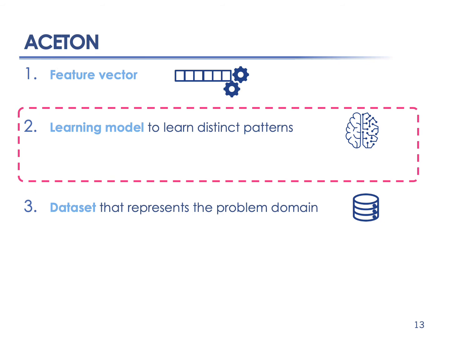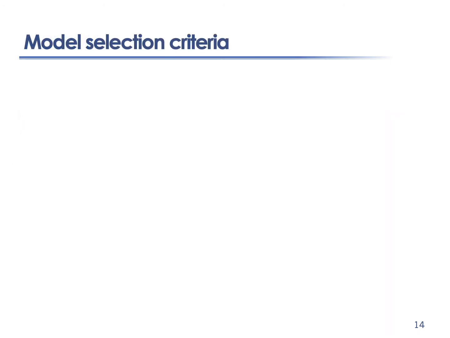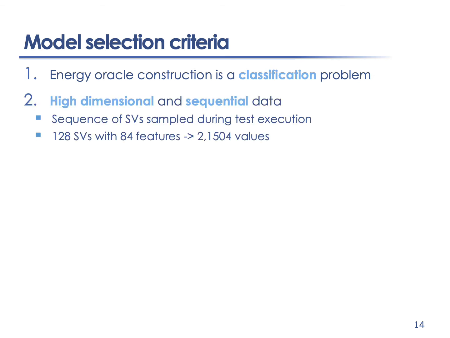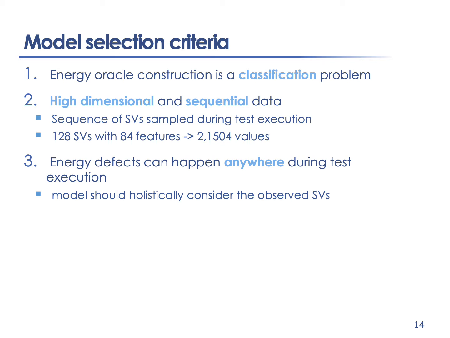After the feature engineering, it is time to select a proper model for the Oracle construction. This learning module should get a sequence of SVs which are sampled at a fixed rate during the test execution as an input and predict whether a test passes or fails as an output. A suitable learning model for this problem needs to satisfy some criteria. First of all, it should be a supervised learning model, as the Oracle construction is a classification problem. Also, the data here is sequential and relatively high dimensional, where each data point consists of approximately 2100 values, so the model should be able to deal with such data. Finally, energy defects could happen anywhere during the test execution, and the learning model should be able to detect at which SV indices the energy defect happened.